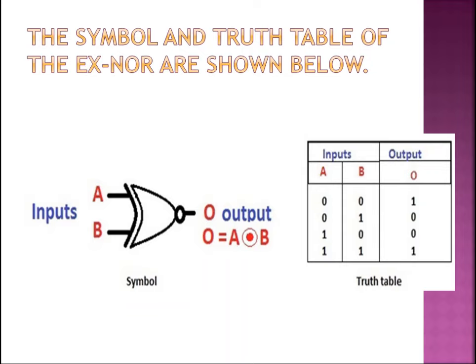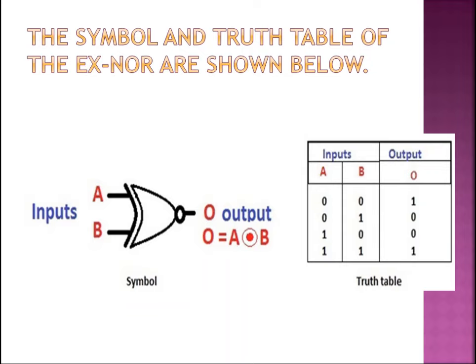Okay, the symbol and the truth table of the XNOR gate are shown below. It is the symbol of the XNOR gate. See the output and the mathematical equation of this. When both of the inputs are 0, which means no source, it will give us an output of 1. When one is 0 and the other is 1, it will give us 0 output. Again, if one input is 1, which means a source, and the other input is 0, which means no source, it will give us 0 output.